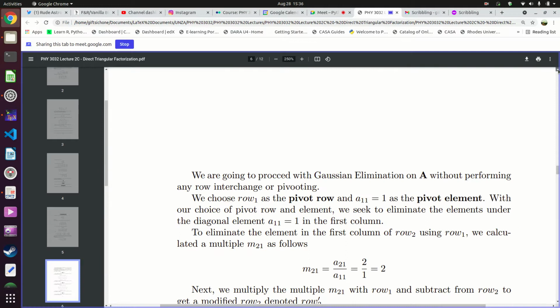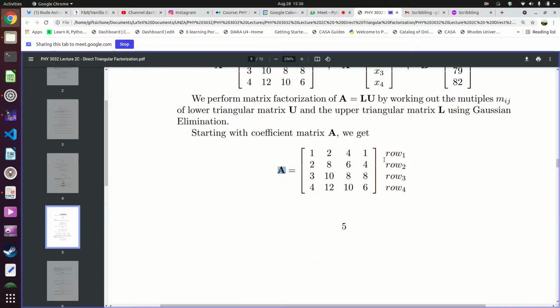So we are going to select the first row, row number 1, as our pivot row, and if row number 1 is selected as a pivot row, then the first element, the diagonal element in this row number 1, which is the one which you have here, is going to be our pivot element. Are we clear? So 1 is going to be the pivot element. We're going to use it to eliminate the 2, the 3, and the 4 down here. So we're going to end up with M21, M31, M41 as multipliers.